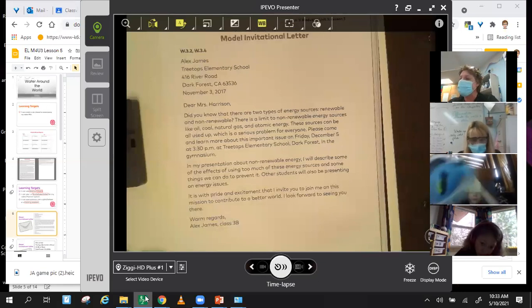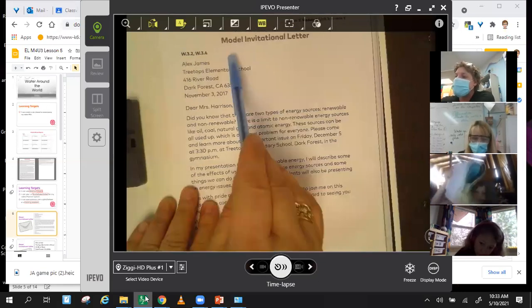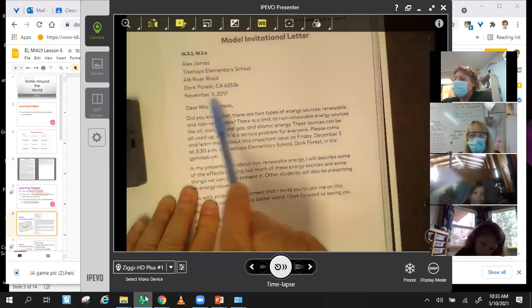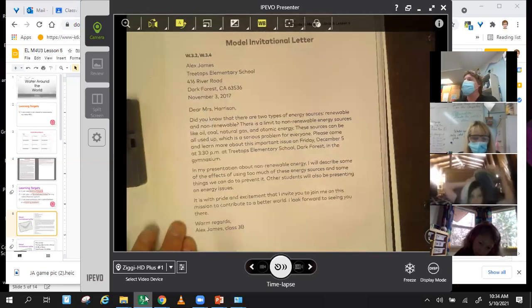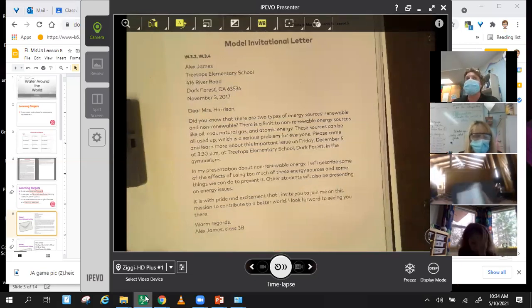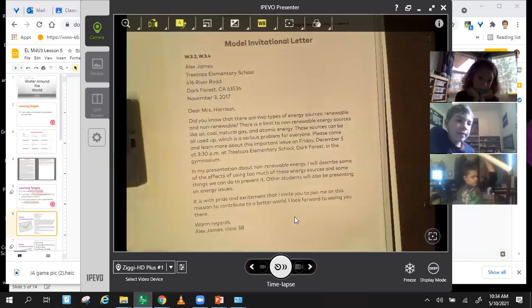All right. But look at the top. What do you notice here at the very top? Now look, you can see Alex James, and you can see his name is also at the bottom. So what do you think this top portion is for? Lila M? I think it's for knowing who it's from and where they meant to send it. Okay, so when we have a letter, we expect that maybe somebody will write us back.